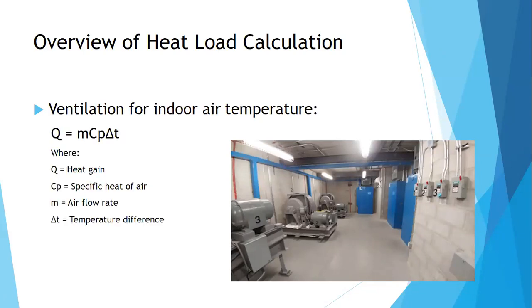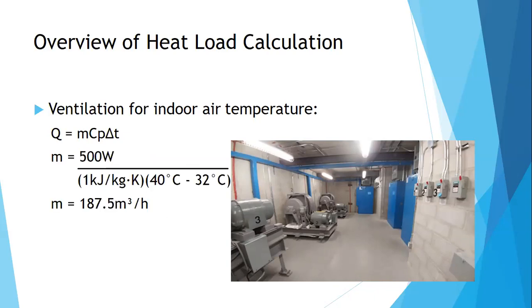First, what are the requirements? What is the formula? Sorry. The formula is Q is equal to MCp delta T. Very familiar. Q is the heat gain, Cp is the specific heat of air, M is the air flow rate, and delta T is the temperature difference. So to get this, M is equal to 500 watts, this is the assumed heat load, over Cp, specific heat of air, 1 kilojoule per kilogram per degree Kelvin, times 40 minus 32. So this is where the tricky part is. Where did we get the 40 and where did we get the 32?